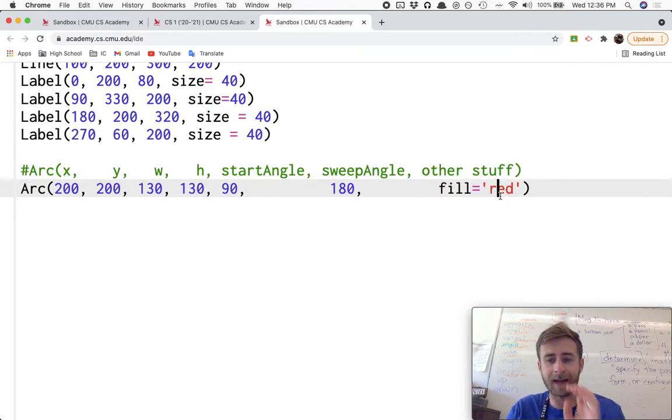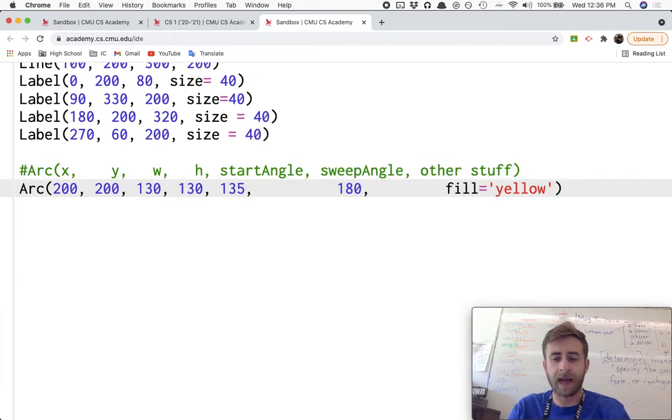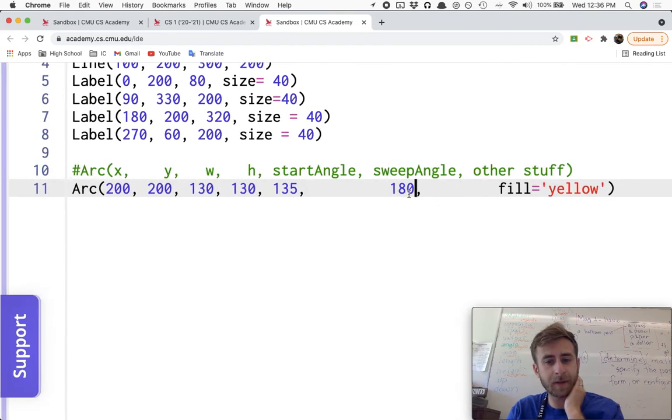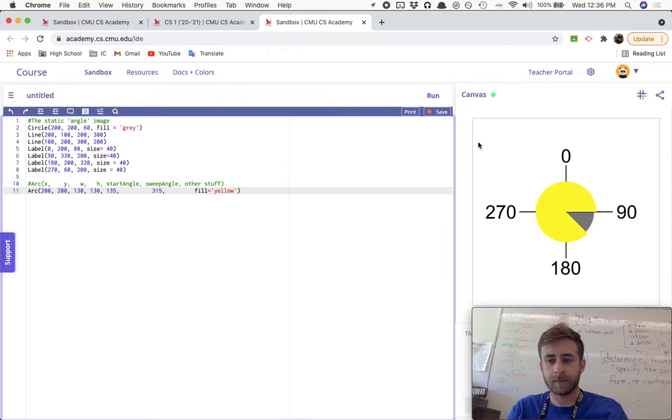So first for the Pac-Man, I got to change the fill from red to yellow. And let's see, if I start at 135 and I want to go all the way from 135 over here to 45, which is really just 45 less than 360, so 315 is what I'm thinking. Let's try it. 315. Nope, that's gross.